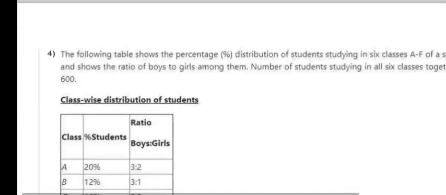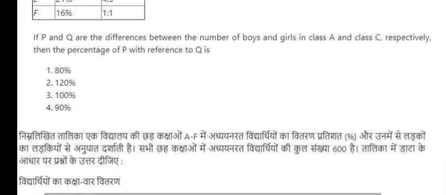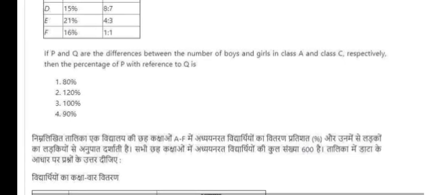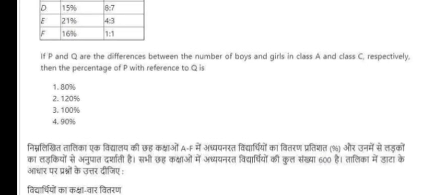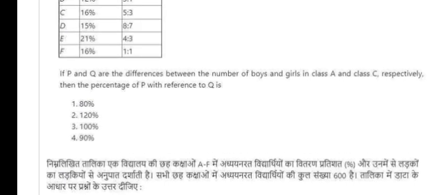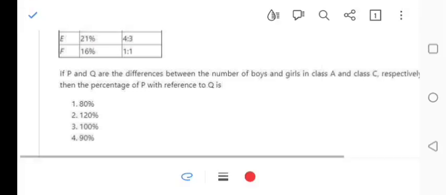Next is saying, if P and Q are the differences between the number of boys and girls in class A and class C respectively, then the percentage of P with reference to Q is what? 80%, 120%, 100%, 90%. It will be 100%.